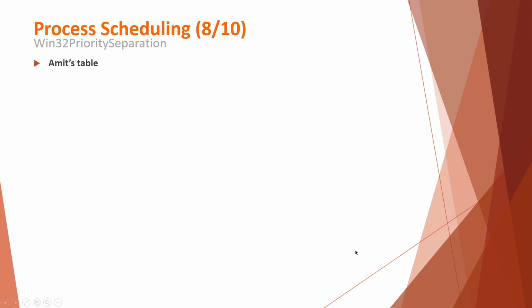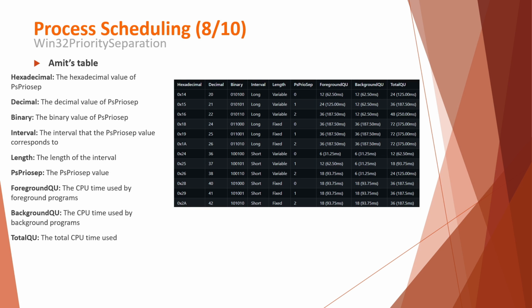Now let's see the Amit table. I think you know who is Amit. This is the table, and here we have a short description. Now we can understand almost everything on this table. Let's start with this part. As you see, we have all possible values that we can choose. We can put in Windows 32 priority separation as a quantum. We can put only those values here.